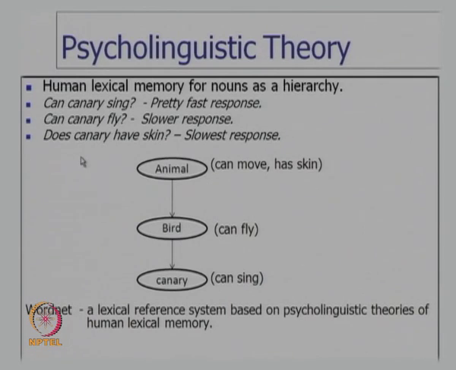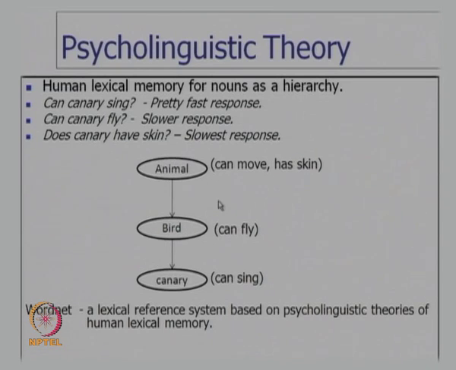So, it is seen that "can canary sing" elicits a fast response, a pretty fast response, because this is being accessed from the node canary itself. "Can canary fly?" A slightly slower response, because ascending the hierarchy is involved in this. "Does canary have skin?" Has the slowest response, because one needs to go up the hierarchy up to animal.